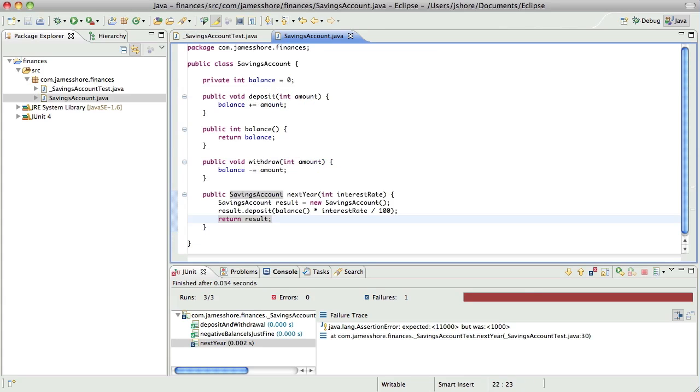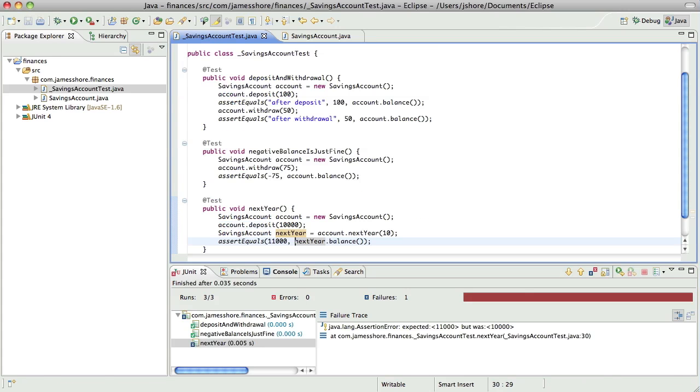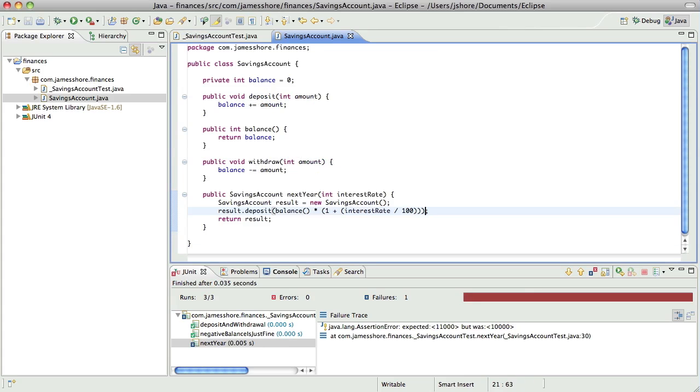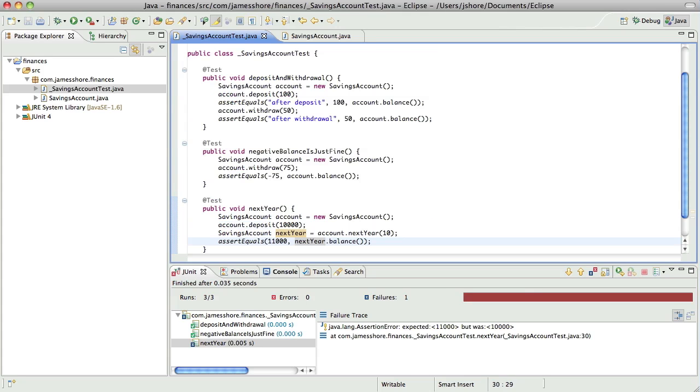Oh, and we need to add the current balance. So, times 1 plus all of that. Expected 11,000, but was 10,000. Okay, I'm confused. I did the math wrong, obviously. So, let's do this. 100 plus interest rate. By the way, if it looks like I'm hacking, yeah, I kind of am. That's just sort of the way I work. I keep hacking at it until it works. What am I doing wrong here?